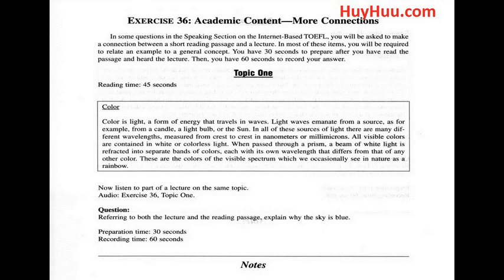Now listen to a part of a lecture in an earth science class. The professor is talking about the color of the sky. Let's look at a very practical application of the theory that you read about in the assignment.